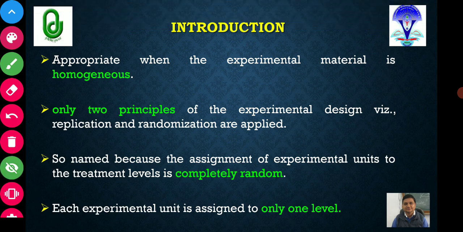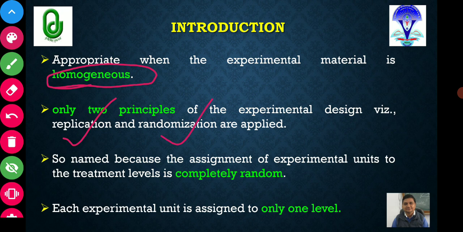In CRD, this design is appropriate when the experimental material is homogeneous. So the first criterion for application of CRD is that the experimental material should be homogeneous. And another point you have to note is that it is based on only two principles of design of experiment. If you remember, I had discussed in the previous class that there are three principles of design of experiment. The first one was randomization, second one was replication, and third one was local control. So here only two principles we are applying, that is replication and randomization.